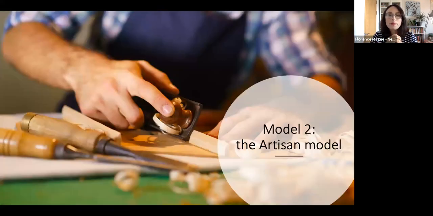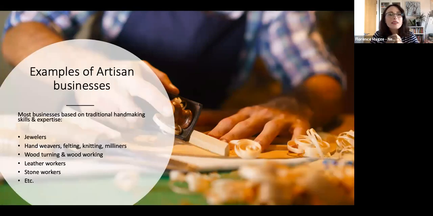The second model would be the artisan model. That's how I call it. And the artisan model will be the typical craft, traditional model. So that it is very much based on physical skills and handmade. So it could be the jewelers, very hard to scale that up. Again, hand weaver, it depends, but definitely textile art, wood turning, leather working, stone working, all these really handmade objects.